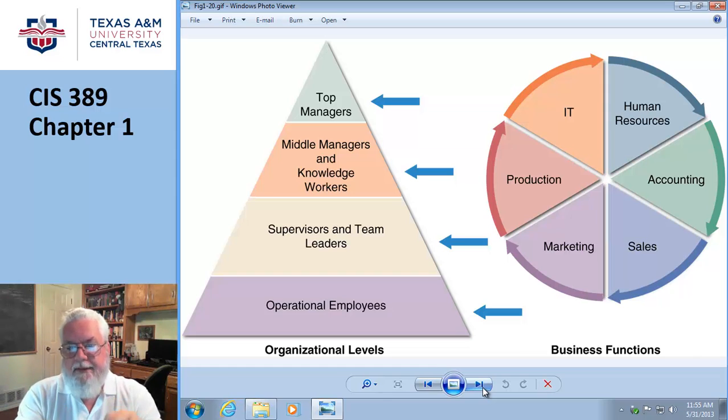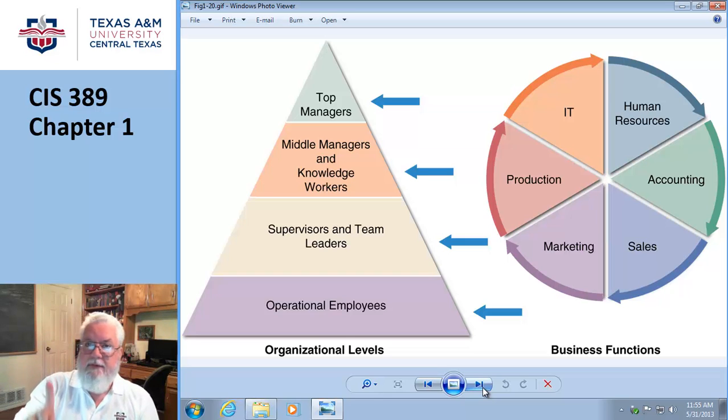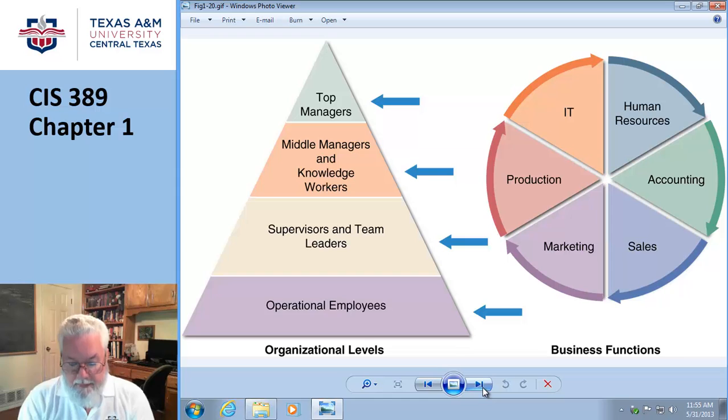So some people say that the number of decisions that are made is just like this pyramid. Top managers don't make decisions every single day, but when they do, they're very important decisions. Then you follow it all the way down. Operational employees make lots of decisions daily, but their impact is relatively small. So the frequency increases as it goes down, but importance goes up.